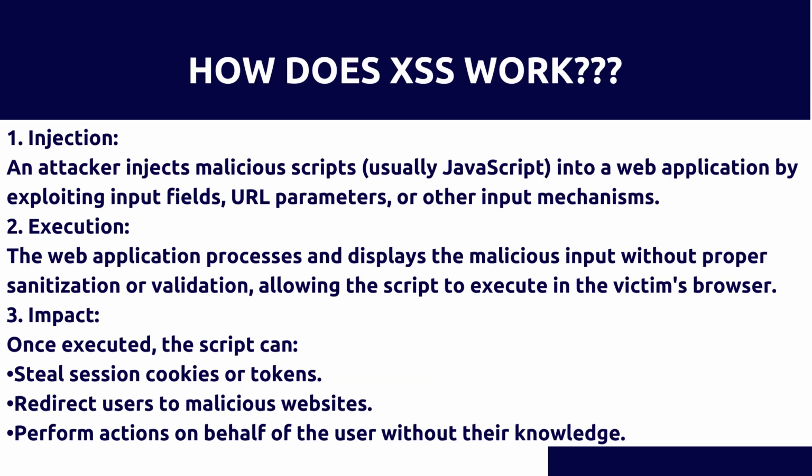How does this work? Number 1, injection. An attacker injects malicious scripts, usually JavaScript, into a web application by exploiting input fields, URL parameters, or other input mechanisms. Number 2, we have the execution. The web application processes and displays the malicious input without proper sanitization or validation, allowing the script to execute in the victim's browser. Impact. Once executed, the script can steal session cookies or tokens, redirect users to malicious websites, and perform actions on behalf of the user without their knowledge.